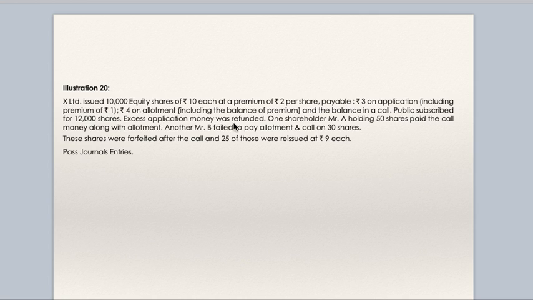Excess application money was refunded. One shareholder, Mr. A, holding 50 shares, paid the call money along with allotment. Another Mr. B failed to pay allotment and call on 30 shares. These shares were forfeited after the call and 25 of those were reissued at 9 each. Pass journal entries.